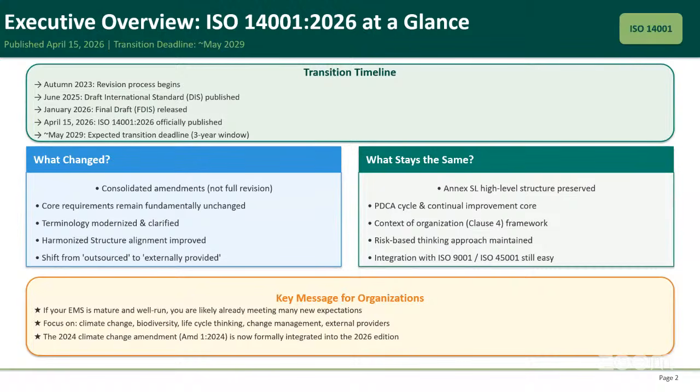It is now that we have the same clause 6.3, planning of changes, in ISO 14001 as in ISO 9001, because we understand that there are some processes where changes can affect the environmental aspects of the organization.